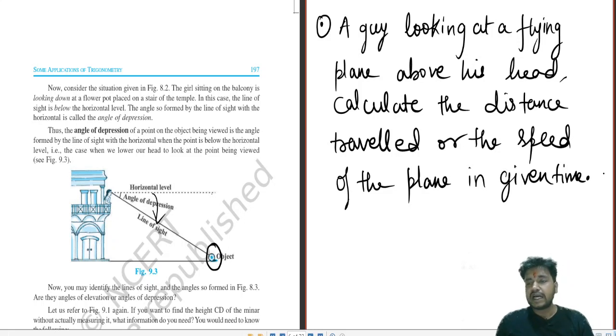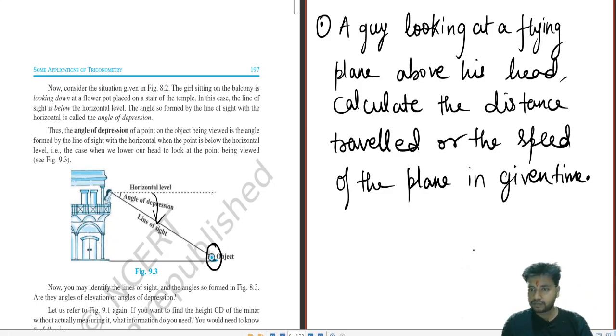What would be the question? The question is that a guy watches a plane above his head. After 15 seconds, the plane is at some other elevation. Like first, it will be given that the guy sees the plane at a 45-degree elevation. After 15 seconds, the plane takes an elevation of 30 degrees. Now, if the height of the plane is this much, find the speed of the plane or the distance traveled by the plane. This is the most common question asked by the teachers.